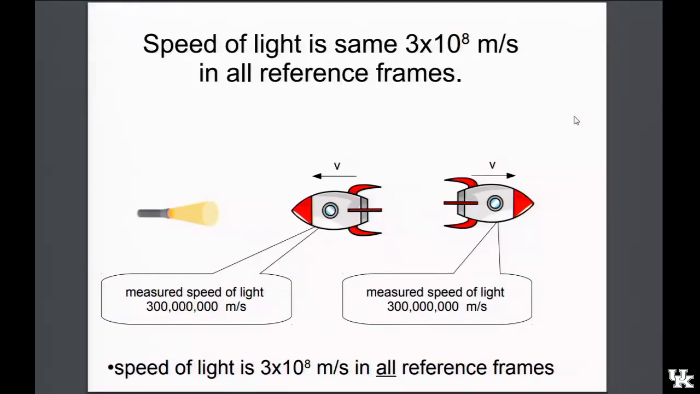You still see it. If you head towards the flashlight at 99.99% of the speed of light, or head away from the flashlight at 99.99% of the speed of light, you still see it always travel at the same speed, the speed of light, 3 times 10 to the 8 meters per second. It seems like that's got to be impossible.